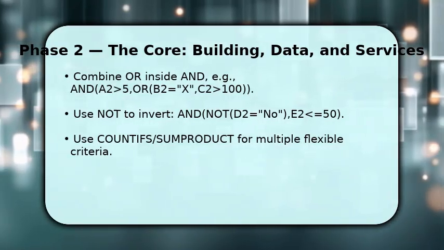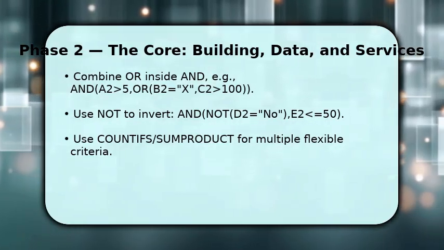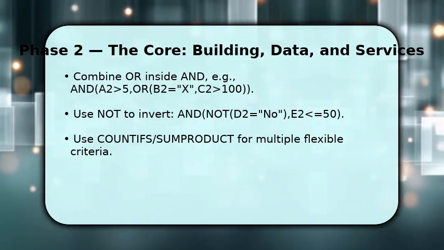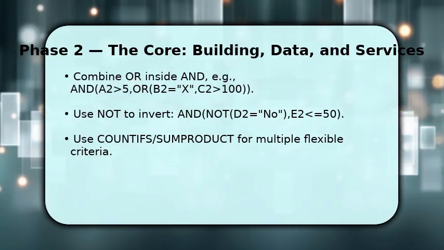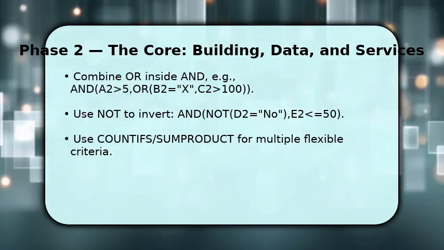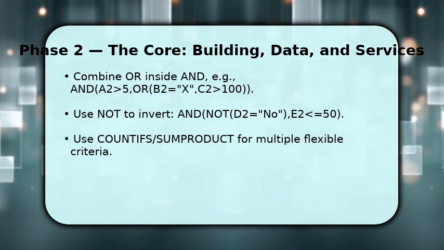Once done, consider switching to COUNTIFS or SUMPRODUCT when evaluating lists or many rows. Those avoid long nested OR chains and perform better. Make sure to test edge cases, like blank cells or text-numeric mismatches. Small data errors often break logical tests and give unexpected results.